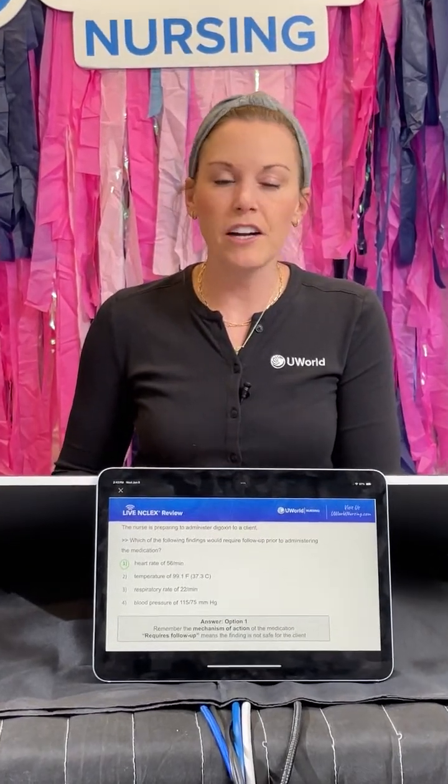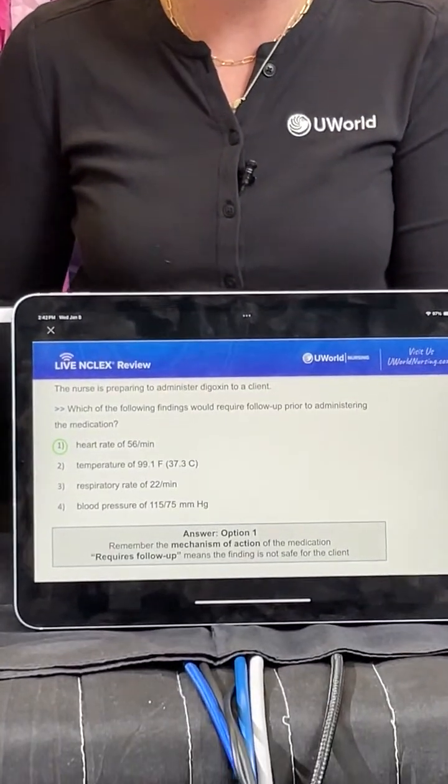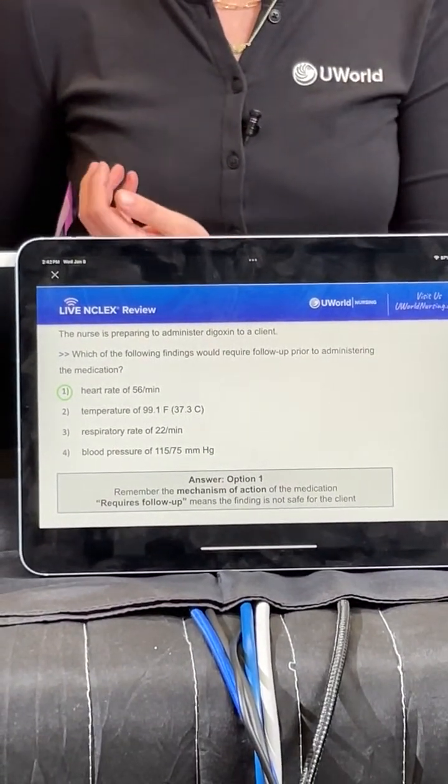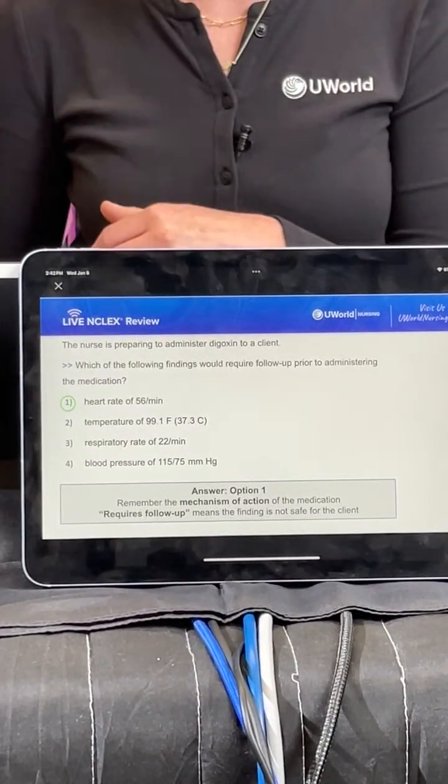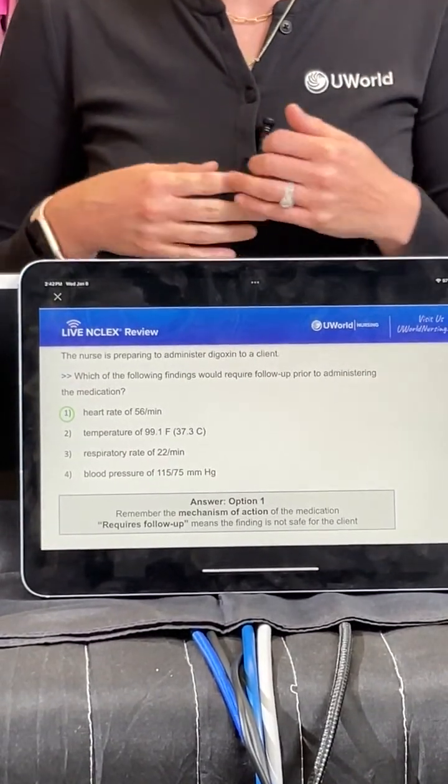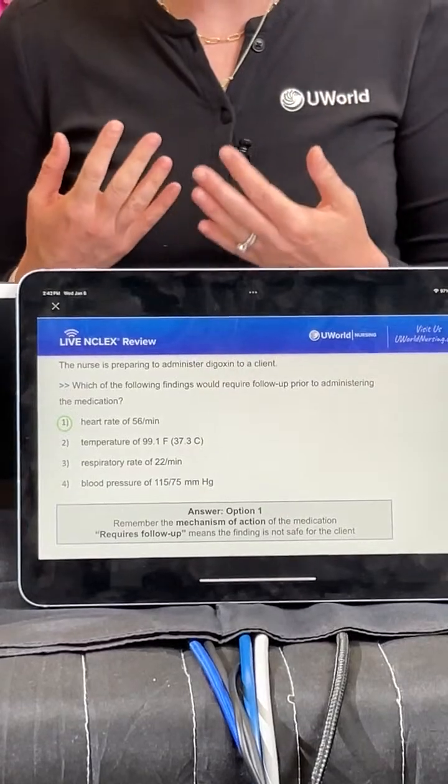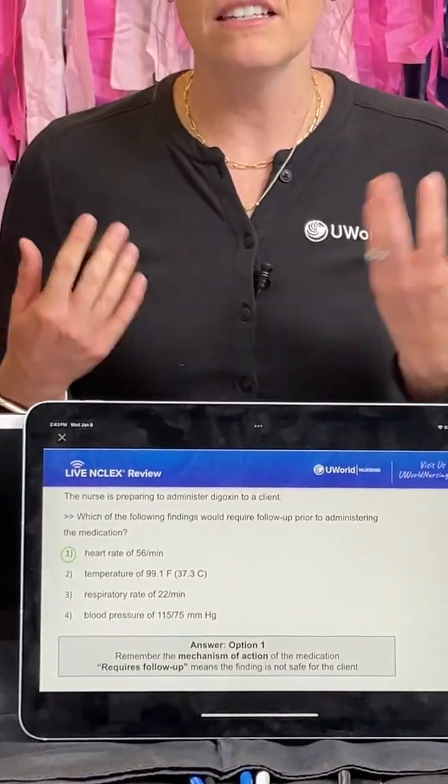All right, looks like you guys got your answers in the chat. I'm going to go ahead and pull up the right answer. So our correct answer in this one is going to be option 1, heart rate of 56 per minute. So essentially what we're looking for on this question, it says require follow-up. So this is going to indicate one of these option choices is not going to be safe for the client. So this is kind of a limitation to the medication digoxin, a reason why we wouldn't give it, a stop for the medication, if you will.